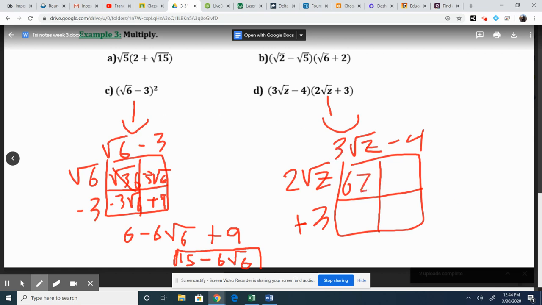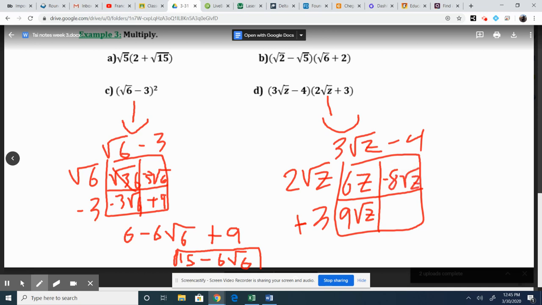So all that's left here would be z, because square root of z and square root of z would be z squared. And therefore the square root would get rid of that, because of the squared, and all we're left with is a z. So if we're multiplying two things that are the same, we can just take away the square root completely. So 3 times 3z would be 9z square root of z. And then 2 square root of z times negative 4 would give us negative 8 square root of z.